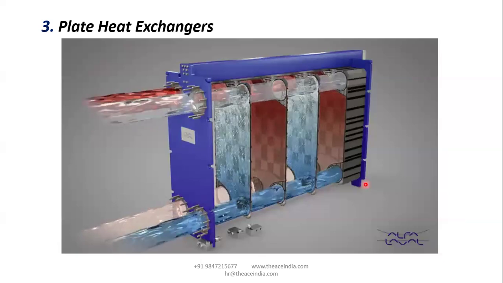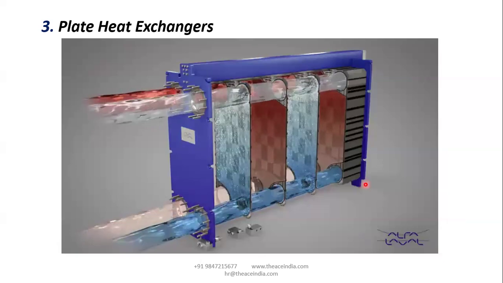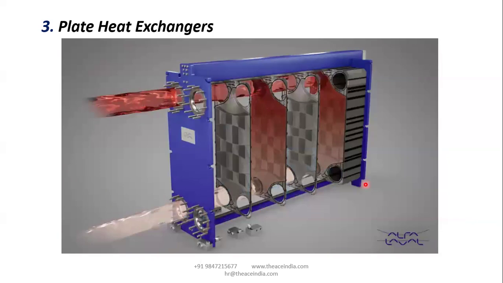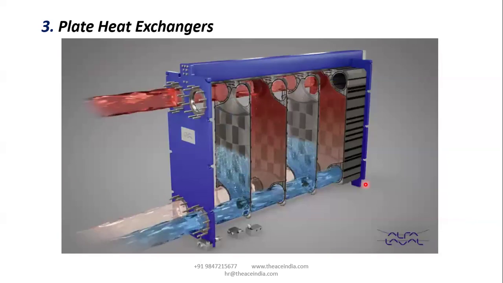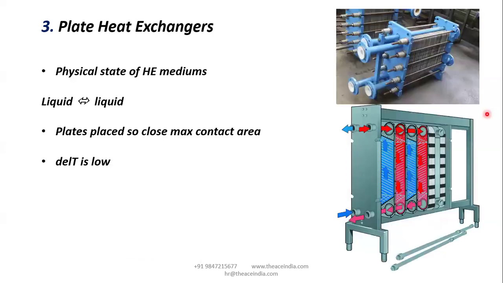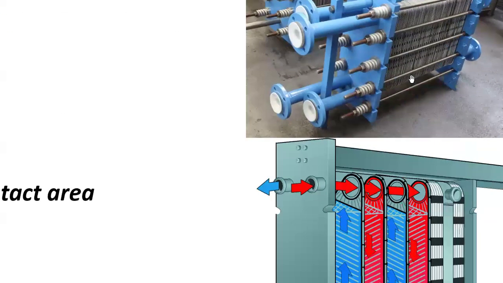But a slight adjacent gap will be there in between them, like a 1 mm gap, 2 mm gap in between them. This is the picture of the plate heat exchanger. You can see this now. This is how these plates are closely packed.